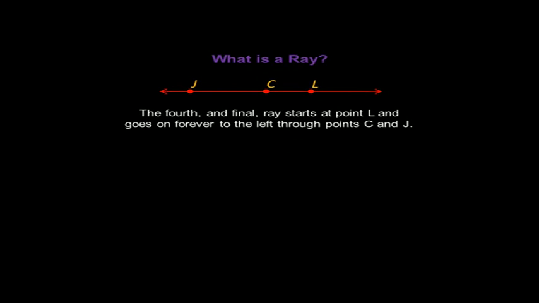The fourth and final ray starts at point L and goes on forever to the left through points C and J. That ray can be written one of two ways. We can write down LC first with a ray symbol above it, or we could write LJ with the ray symbol above it.